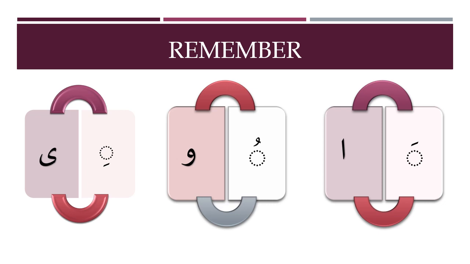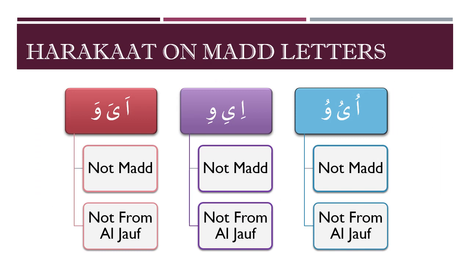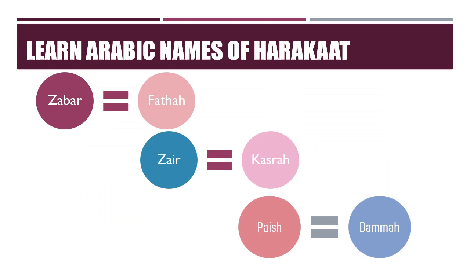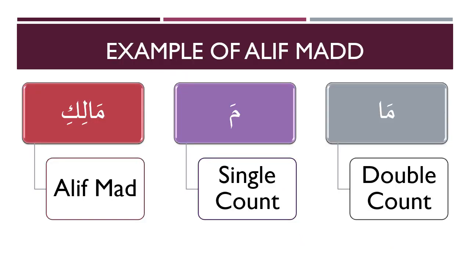Please note that if you see a haraka on alif, waw, or ya, then know that their makhraj is not al-jauf. In Arabic, zabar is called fatha, zair is called kasra, pesh is called dhamma. An example of alif mad is maliki. Here you see an empty alif preceded by fatha, so it is pronounced as ma. We prolong the sound of mim.